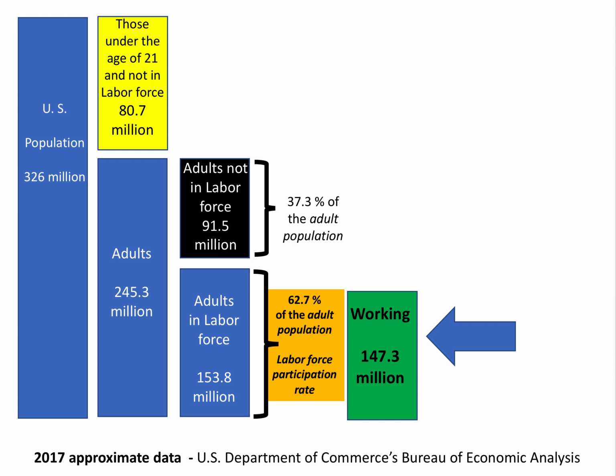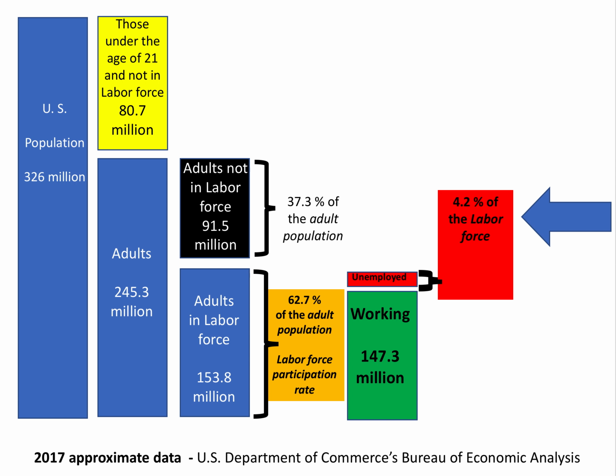Okay? Now, that means immediately that we have some that are unemployed. Some of the 153.8 million adults in the labor force, if there's only 147.3 working, then there's got to be a whole bunch that are not working, right? And so we find by simple subtraction that that group represented 4.2% of the labor force.